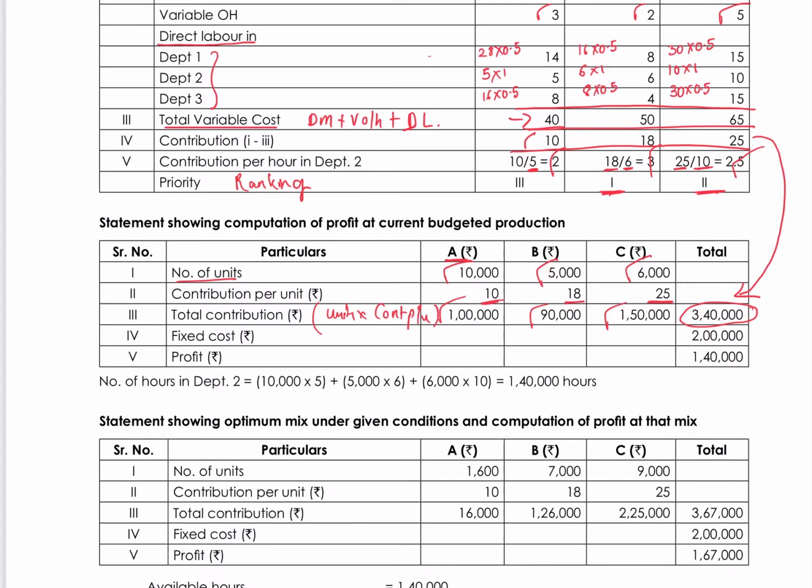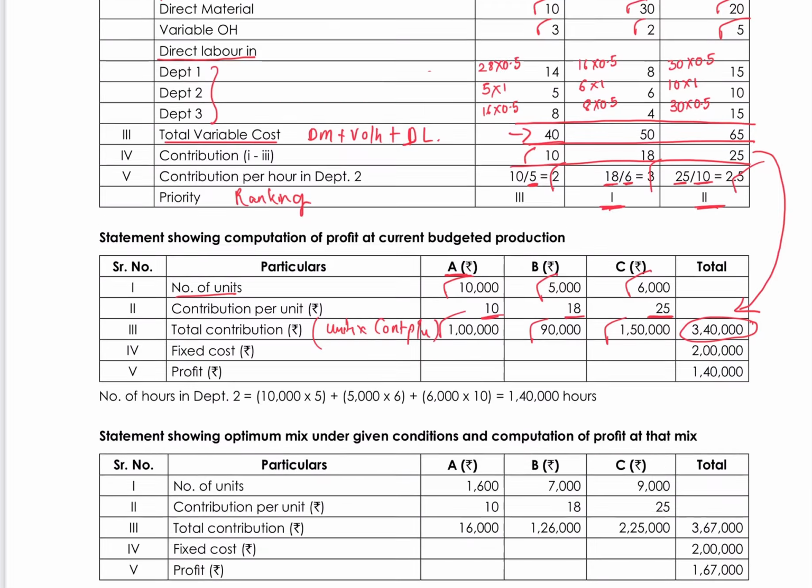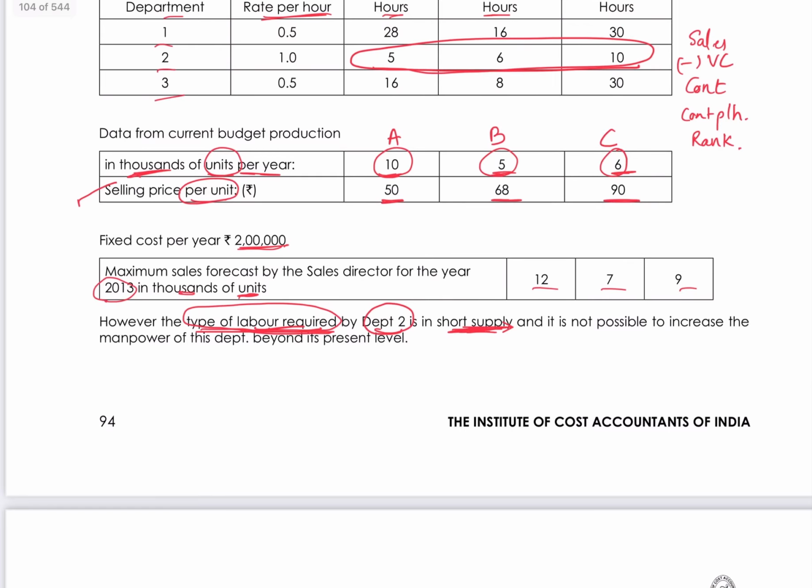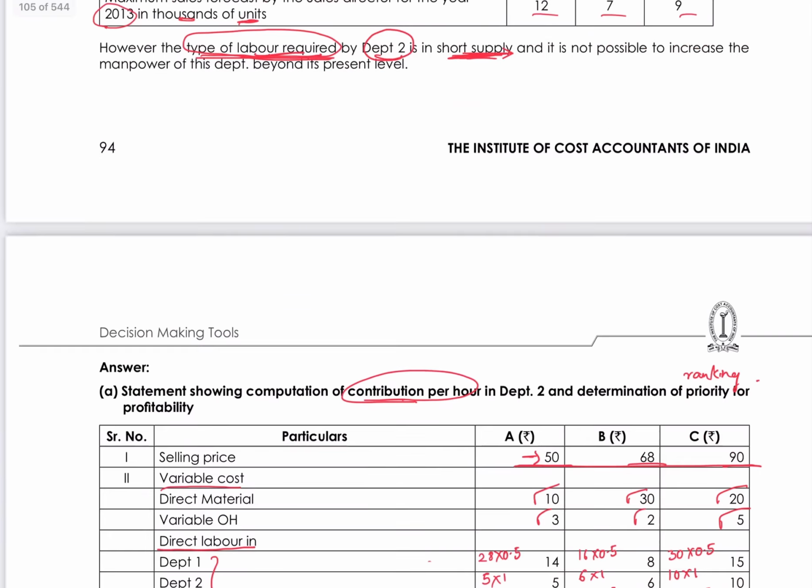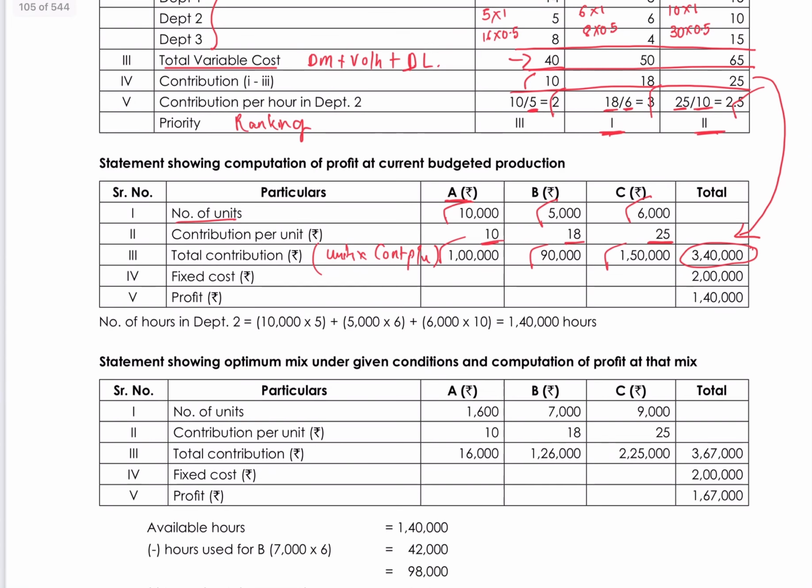Fixed cost is given in the question. Fixed cost per year is 2 lakh. So reducing 2 lakhs, we get a profit of 1 lakh 40,000. Now this was from the current projected production, not from the ranking we have done. This is the current level at which they are producing and the profit we make at that level.